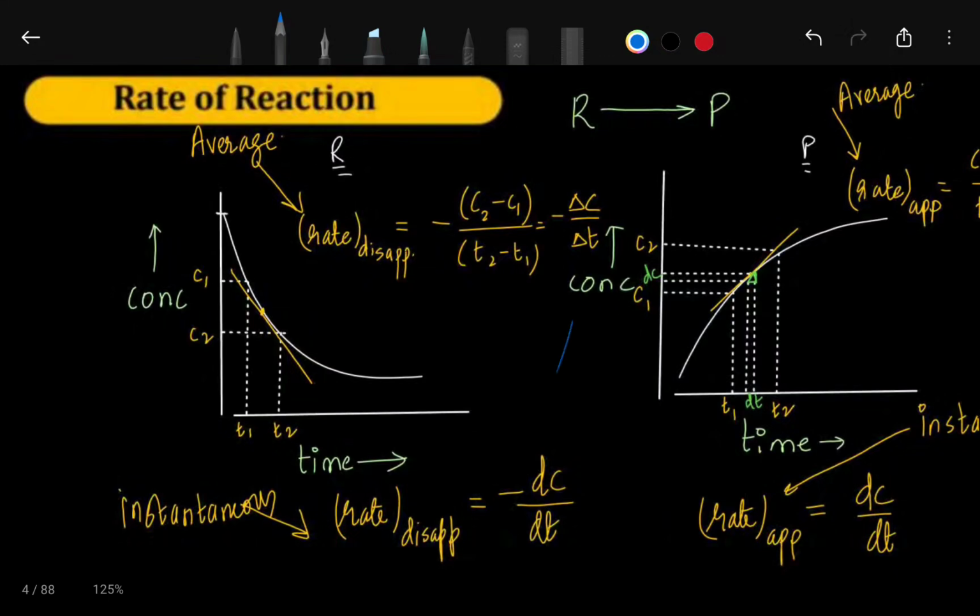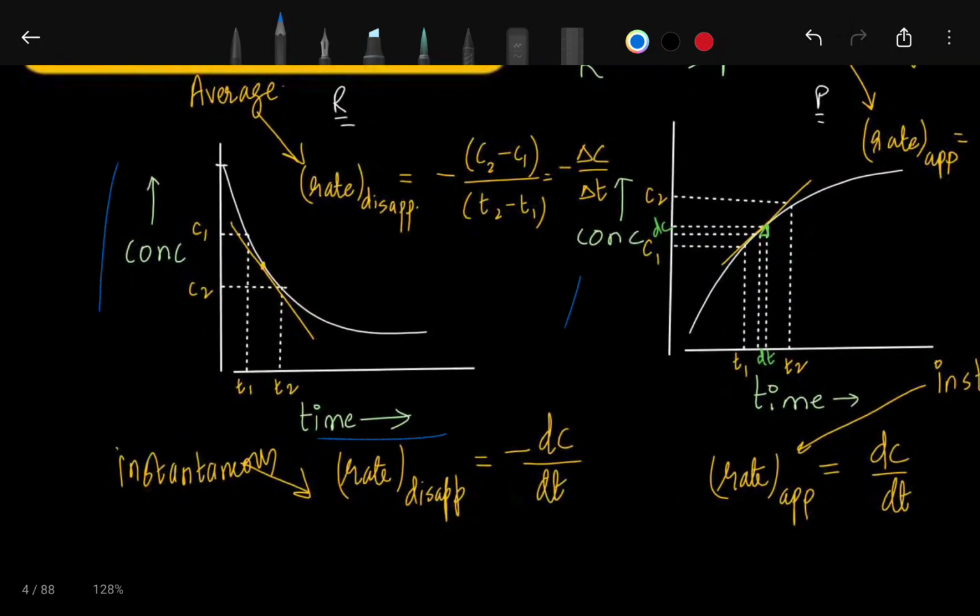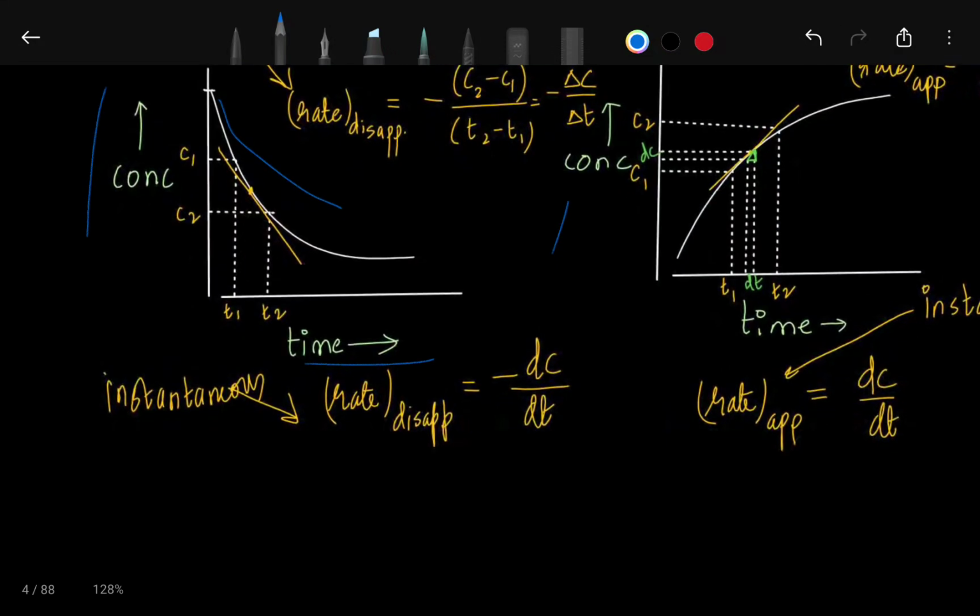Okay. Let's start, it is also given with the formation of a graph. Concentration changes as time increases. When concentration and time both change, the rate is defined. It's also shown in the graph. The disappearance rate is (C2 - C1)/(T2 - T1), that is, minus delta C by delta T. Okay. We also define the instantaneous rate.